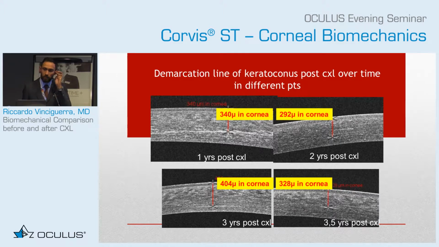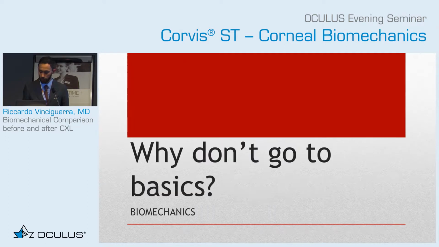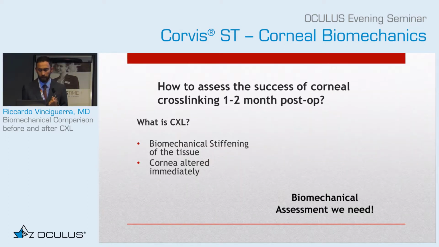What we know about the demarcation line is that it's correlated with the depth of the death of the keratocytes. This is what is sure. But it is also known that it's not correlated with the flattening effect. So the demarcation line is probably useful, but it is not a way to measure the proper effect, the stiffening. So we should go to basics. And as Yoda says, biomechanical assessment we need. So let's try to see if it is possible to see any difference.